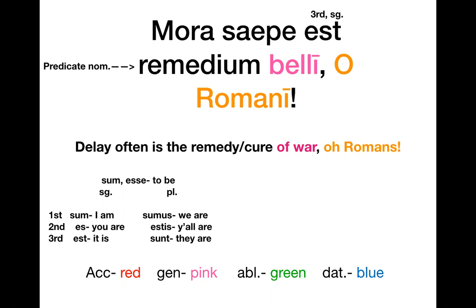We're about to have to do it pretty soon. You're a little distracted. What's the other way to translate a genitive? We can use the preposition of, or we can use a blank s. Anyone? Okay. Yeah, so we could say delay often is war's remedy. War apostrophe s remedy. Does that make sense?